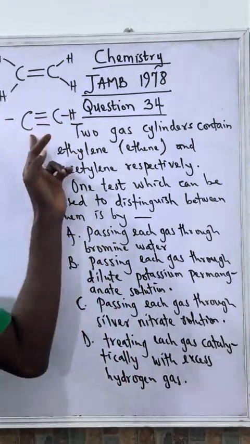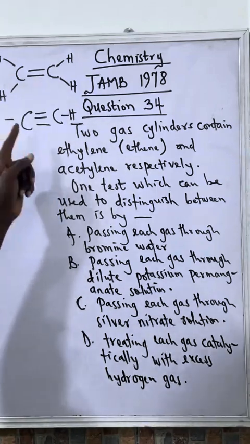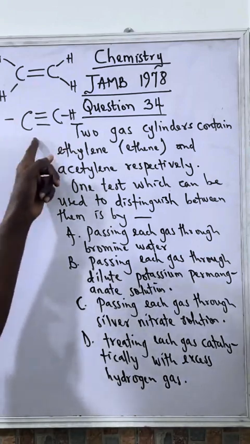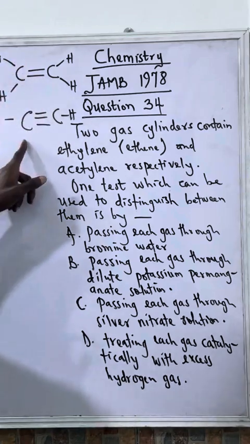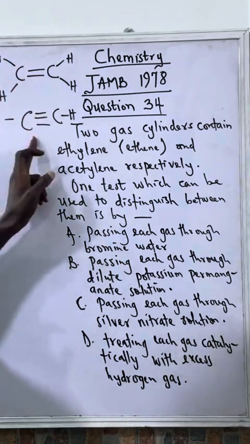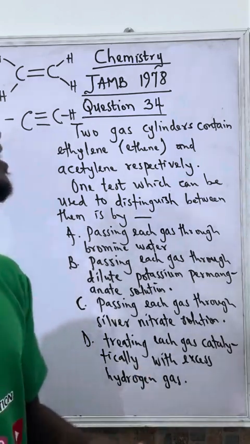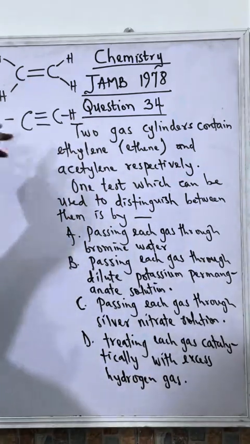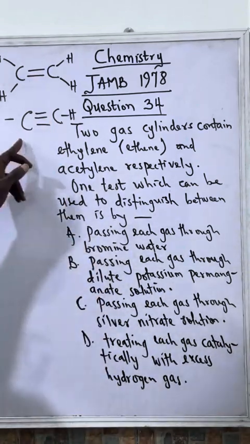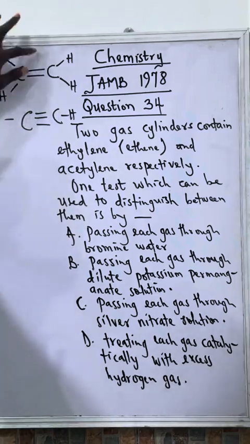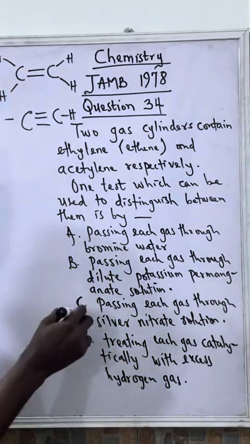Now, if you notice, this is sp2 hybridized. Why is this one sp3 hybridized? Because of the hybridization of this, it makes ethine slightly more acidic than this. So, especially what we are trying to do here, we are trying to distinguish between the two of them. And the best reagent that we can use is C.